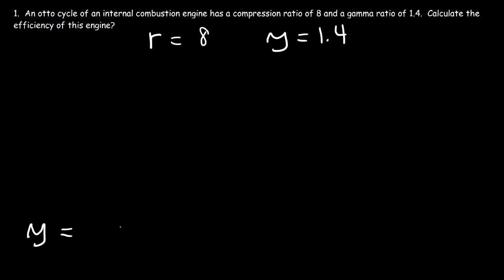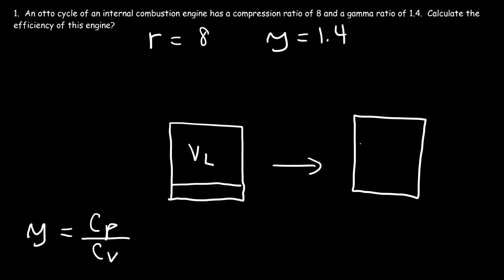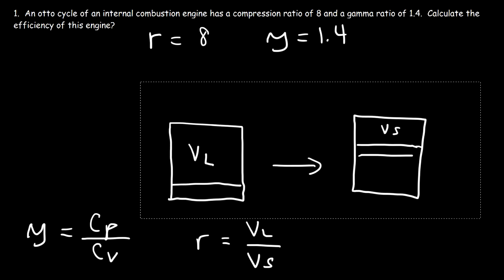The gamma ratio is the ratio between the molar heat capacity at constant pressure and the molar heat capacity at constant volume. Now for the compression ratio, in the first step of an Otto cycle, you have an adiabatic compression or compression stroke. And so initially, the volume is going to be relatively high. So let's say VL for a large volume. And during compression, the volume will decrease as the piston moves up. And so the volume is smaller. The compression ratio is the ratio between the large volume and the small volume. So it's a value that's typically greater than 1.